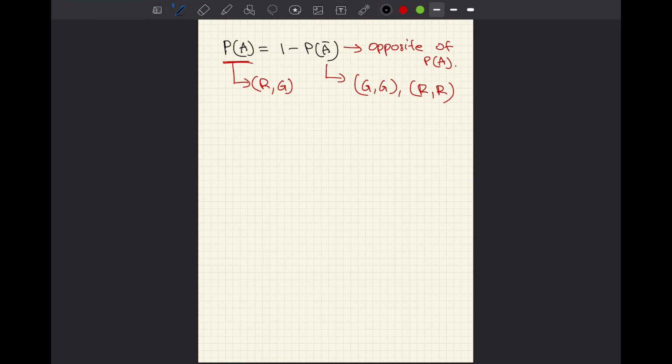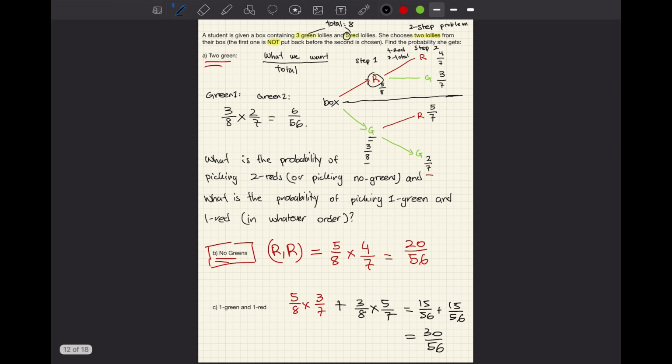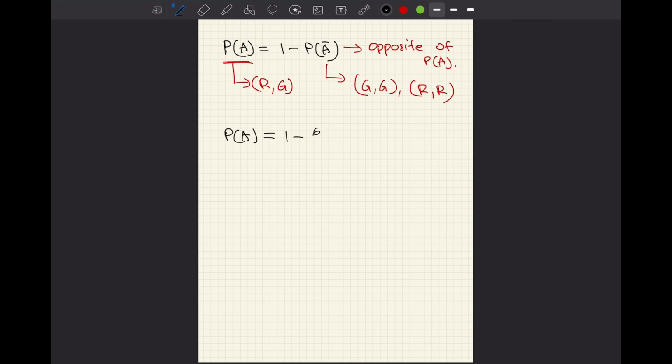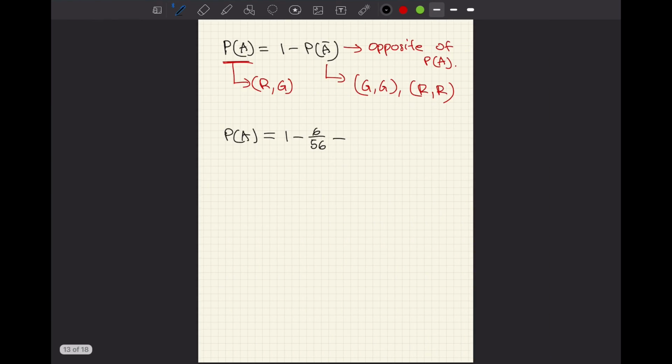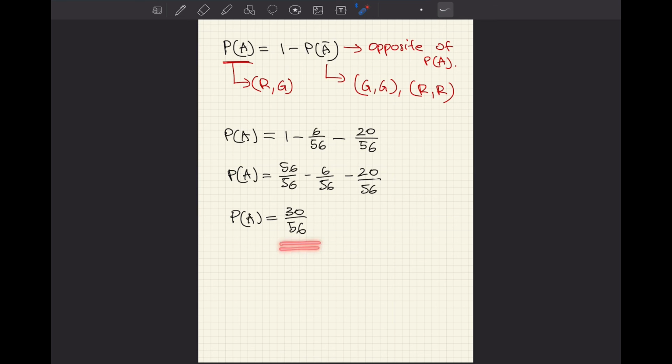So if we draw out this equation now and place the values into it, the probability of A, which we've defined as one red and one green, is 1 minus the probability of two greens, which we calculated to be 6 on 56, minus the probability of two reds, which we calculated to be 20 on 56. There we go. So probability of A, if we solve, is 56 on 56 minus 6 on 56 minus 20 on 56. So now you see how having all the same denominators helped us solve this equation faster, because we don't need to multiply any of these to get them on the same denominator. 30 on 56. So exact same value as we got the other way.